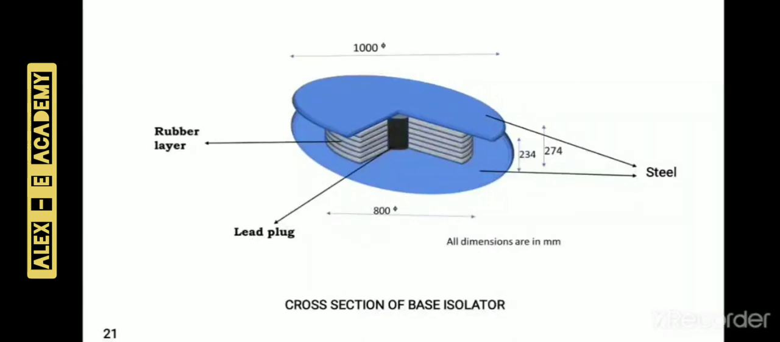This is the cross-section of lead rubber bearing, which we made using PowerPoint. It is composed of laminated elastomeric bearing pad, top and bottom sealing and connecting plates, and lead plug inserted in the middle of the bearing as shown in the picture.